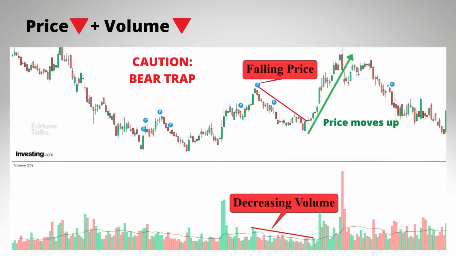So this is a case where you have to be cautious if you are planning to sell the stock, as it could lead to a possible bear trap. That means if you have shorted a stock, there is every possibility that the stock can reverse and go against your trade.